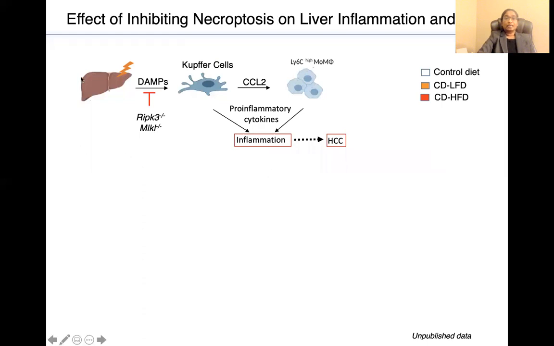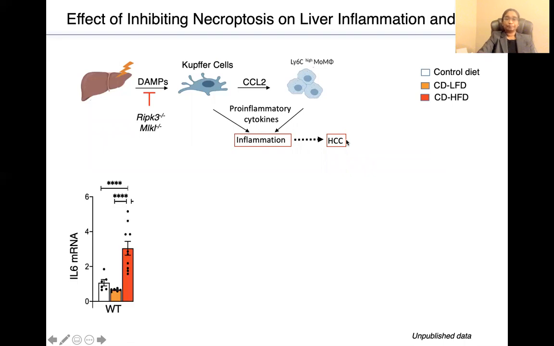So basically, when the mice were fed the choline-deficient high-fat diet, it will increase necroptosis, leading to the release of DAMPs, which will activate the macrophages and recruit the monocyte-derived macrophages. Together, they will induce increased inflammation that will drive HCC formation. And when necroptosis is blocked, we hypothesize that there will be reduced inflammation and reduced incidence of HCC.